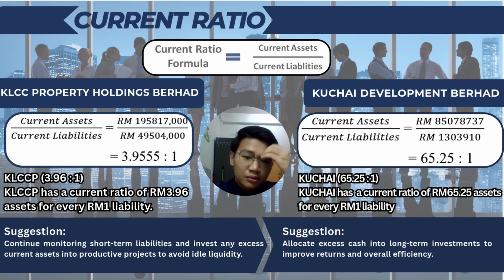And for Kuchai, the current ratio is 65.25 to 1, which means they have 65 ringgit 25 cents of current assets to 1 ringgit of current liabilities. Although it is more than 1, which means they are able to pay their short-term debt, it is extremely high and shows an unhealthy level of current ratio, because this shows that the company is unable to utilize its assets to gain bigger returns. So my suggestion for Kuchai is they should allocate their excess cash into long-term investment in order to improve returns and the overall efficiency of the current ratio.